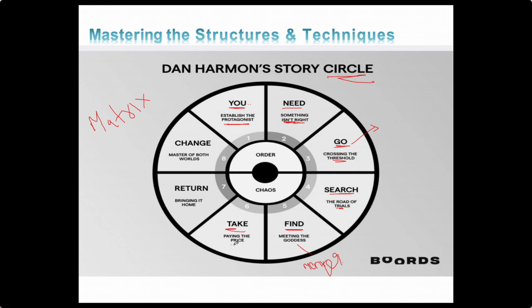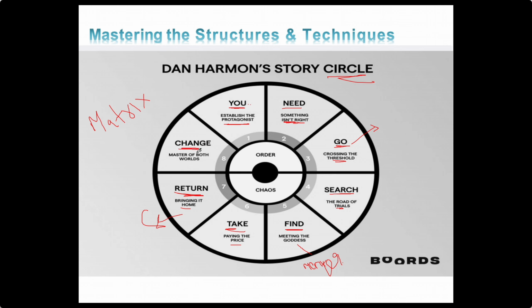Paying the price. The hero faces their biggest struggle and has to make a great sacrifice. Example: Neo risks everything to save Morpheus and faces off against Agent Smith. Returned. Bringing it home. The hero begins the journey back to their normal world, but they've changed. Example: after saving Morpheus, Neo is more confident and understands his true potential.